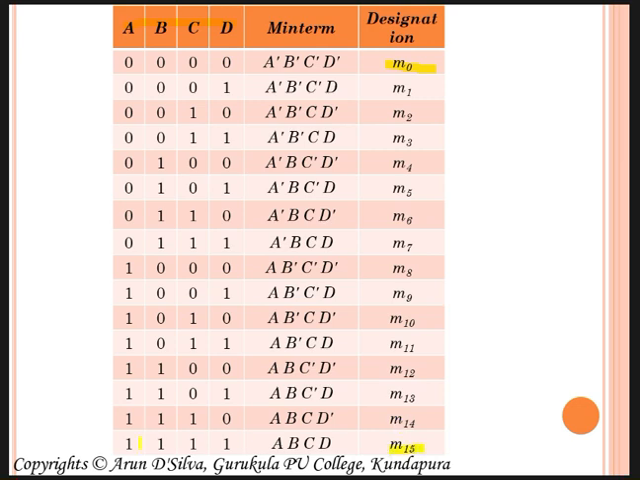This value matches. Here all four ones means 15, so m15. For this one, 1, 1, 1, 0, that is m14. Similarly, the others.